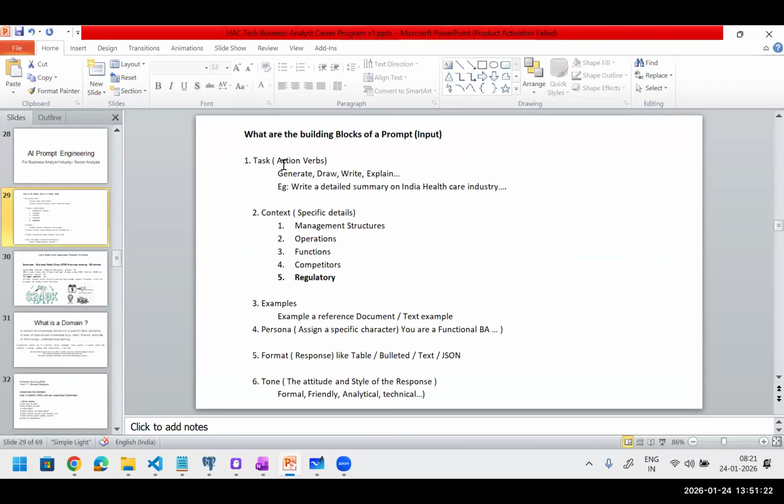First, the block is task. What is the task you are looking at? And the context. Specify details like regulatory, competitors, functions, operations, management structure. Let's say if you're a business analyst, maybe this is what we are interested in all the time, right? So functions or operations or competitors or regulatory in that particular sector or industry or business.